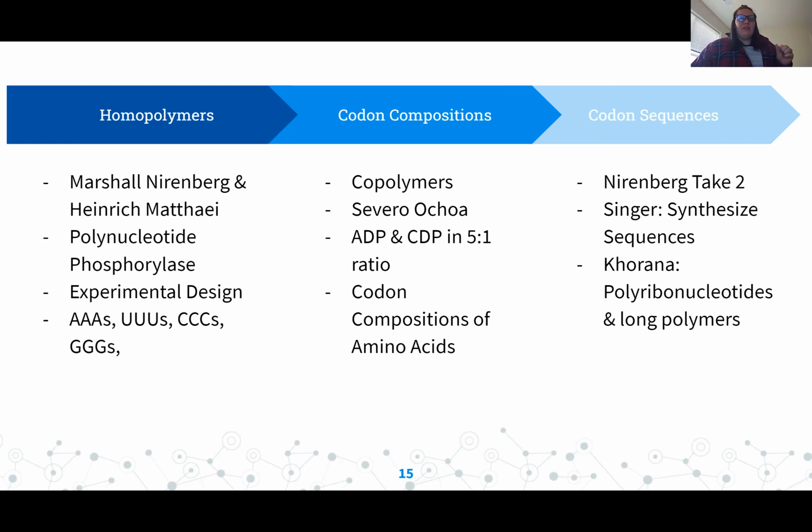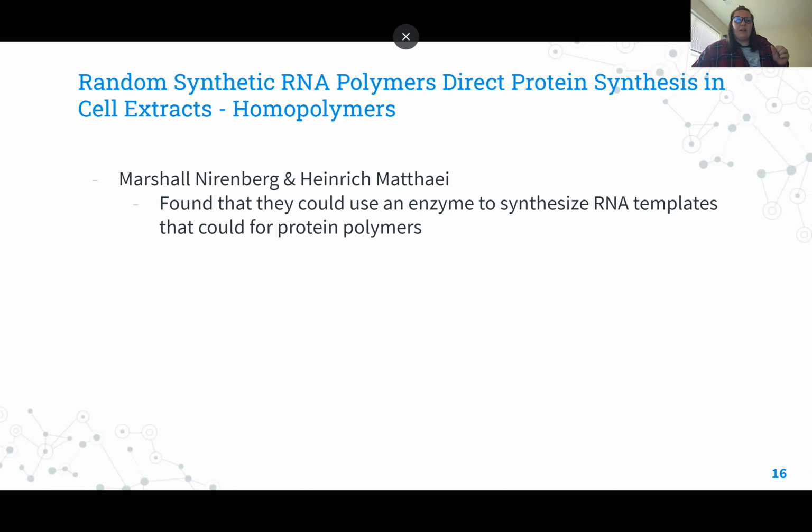So the first thing we're starting with is how random synthetic RNA polymers direct protein synthesis, aka 17.3 part 1. So in this step, this is step 1. Nirenberg and Matthaei, sorry Jensen if that's wrong, worked with the synthesis of RNA templates and the corresponding protein polymers they created. Their experiment was incredibly important. It was really the first of its kind that led to this cracking of the genetic code. So we're going to walk through this experiment step by step.